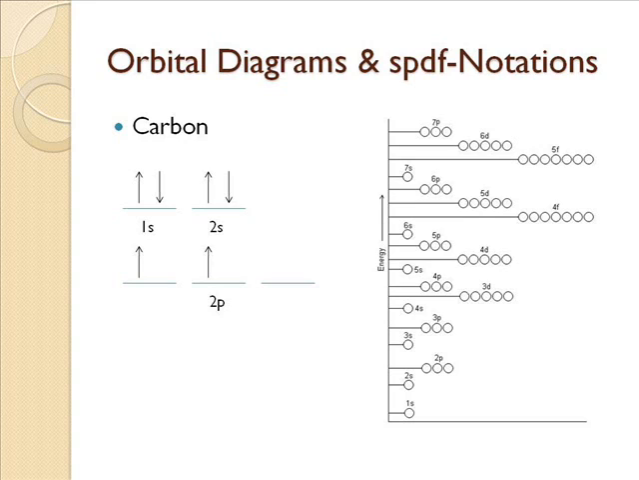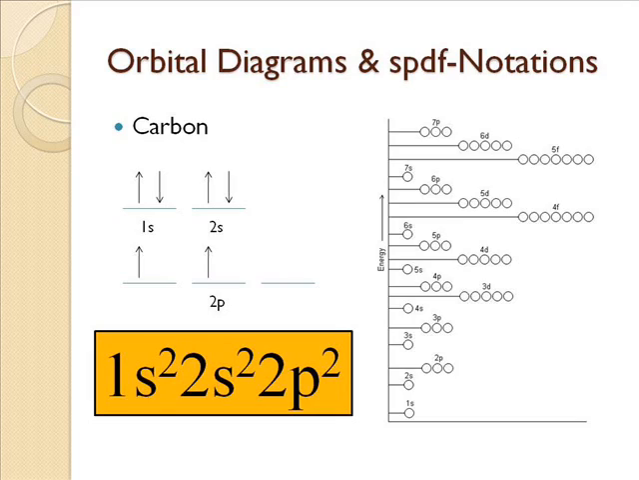The SPDF notation is pretty simple here too. We have 2 electrons in the 1s, 2 in the 2s, and 2 in the 2p. So the notation is 1s2, 2s2, 2p2.